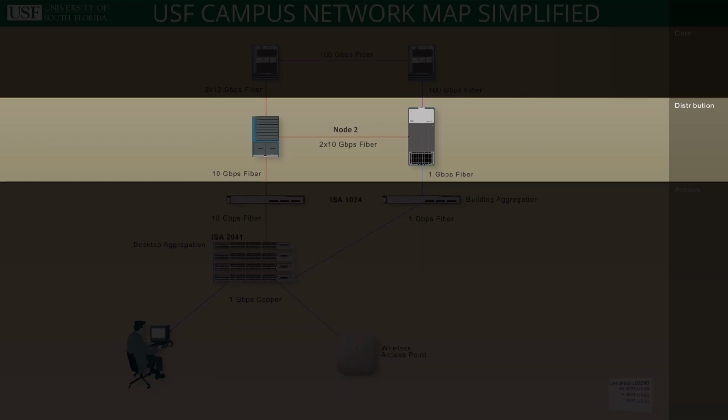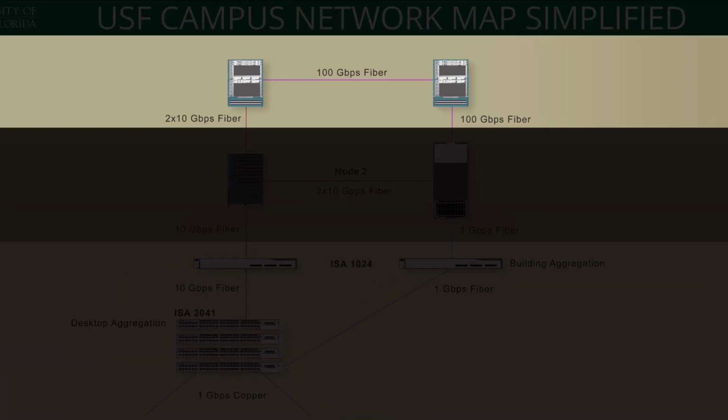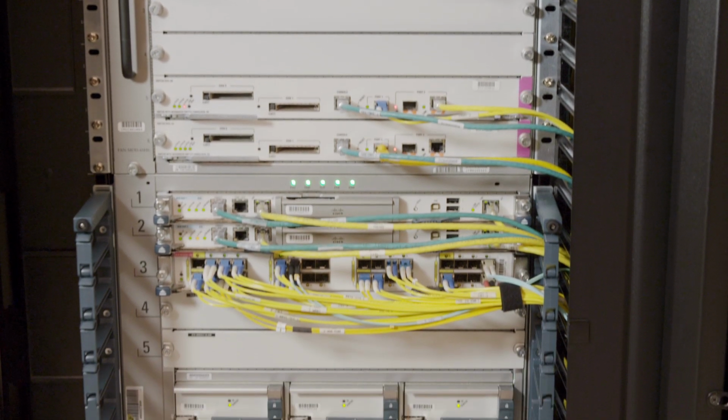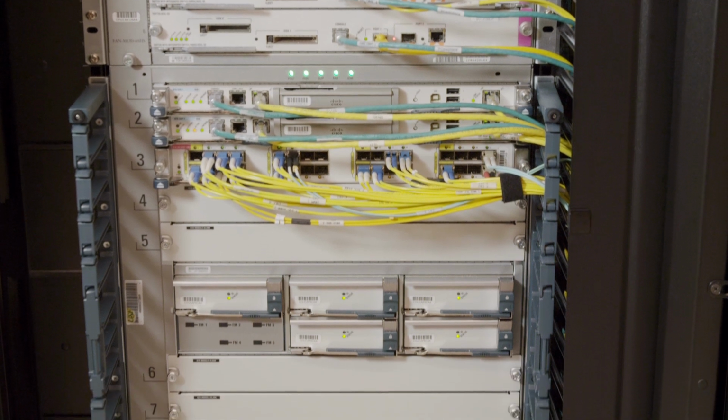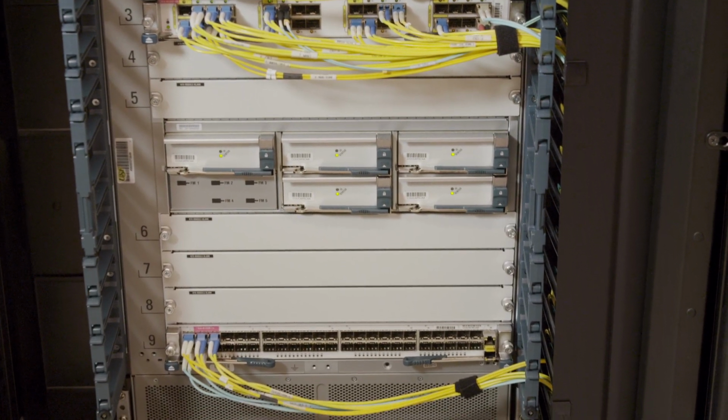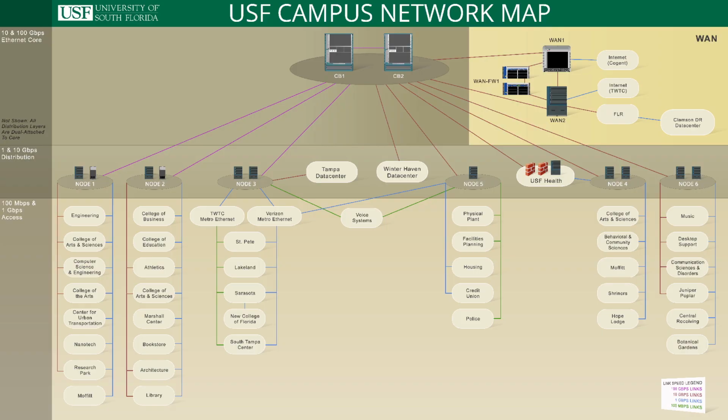From the distribution layer, we move up into the campus core. The Tampa campus backbone is made up of 2 redundant Cisco Nexus 7000 devices. In fact, the core equipment is basically identical to the distribution layer equipment. The core equipment simply aggregates distribution layer devices like the distribution layer aggregates buildings.